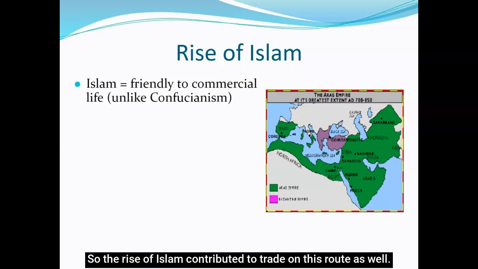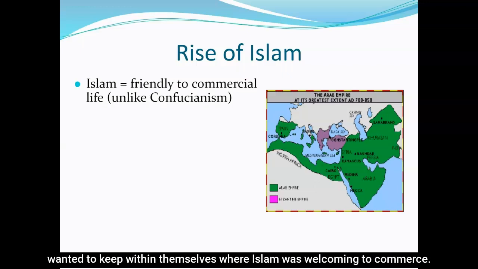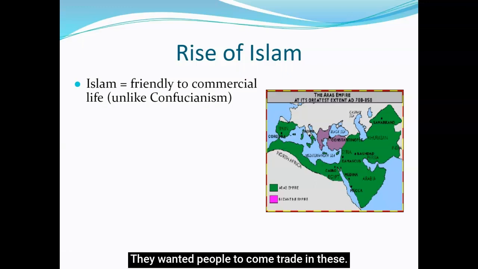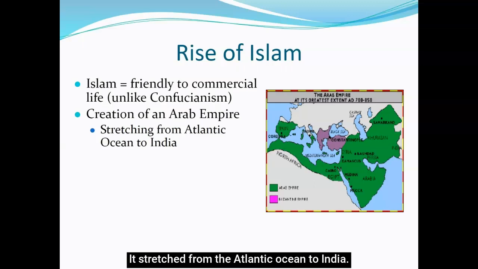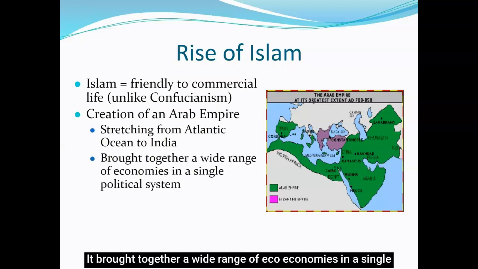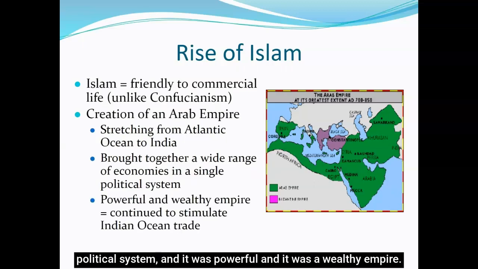So the rise of Islam contributed to trade on this route as well. Islam was friendly to commercial life, unlike Confucianism, which was what was going on in China. They kind of closed off their borders and became more conservative and wanted to keep within themselves, where Islam was welcoming to commerce. They wanted people to come trade. There was a creation of an Arab empire. It stretched from the Atlantic Ocean to India. It brought together a wide range of economies in a single political system.